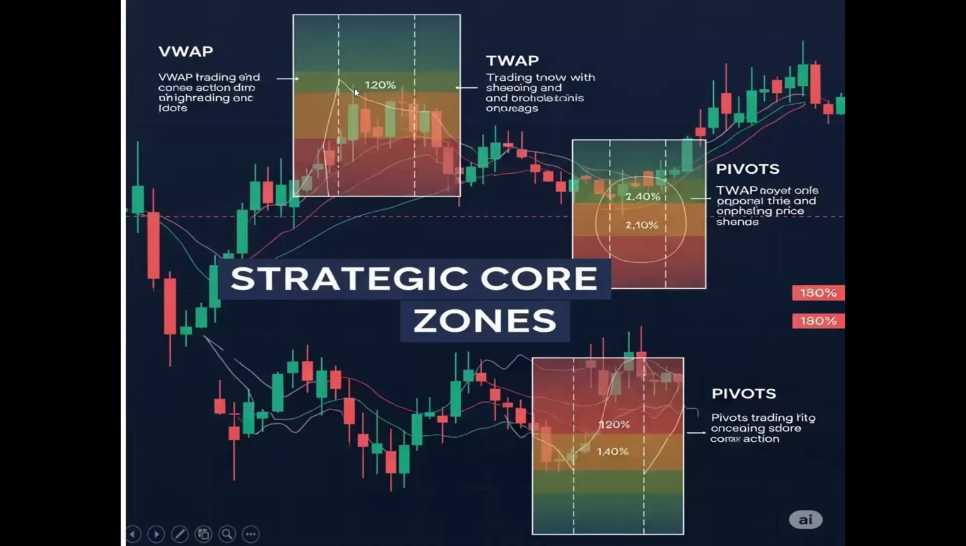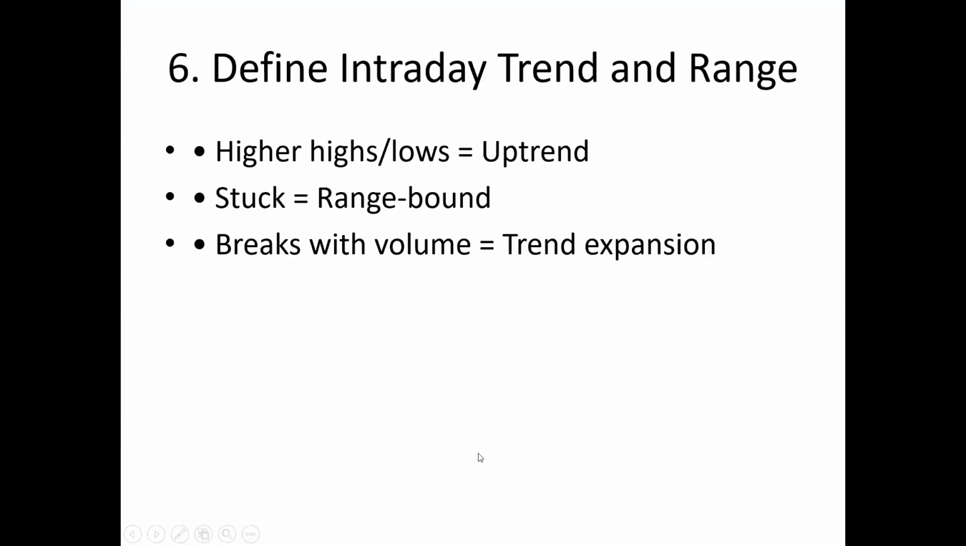So here you can see VWAP fading out in this image. Whatever we explained, the resistance and support zones can be identified with the TWAP and VWAP like that. So these lows and highs will define the intraday trend and also the range.